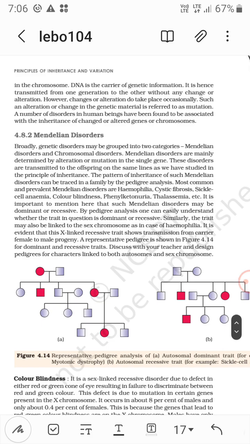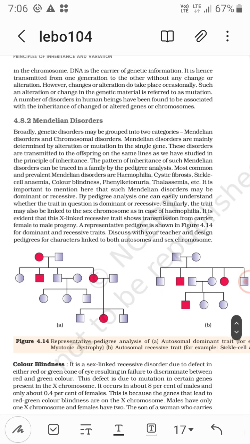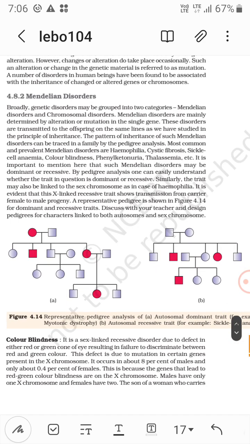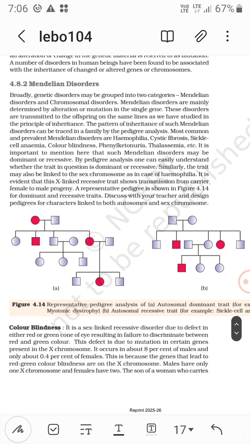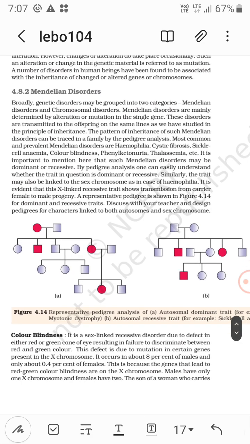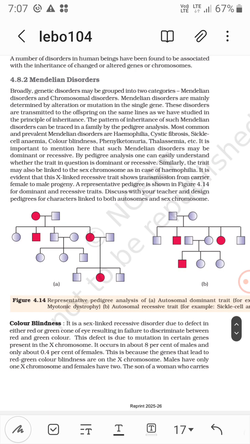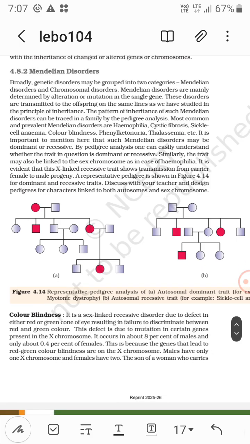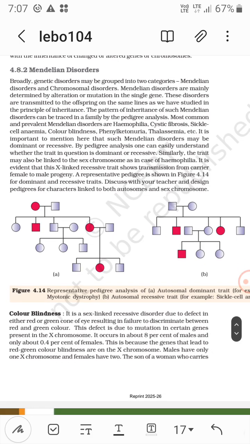A number of disorders in human beings have been found to be associated with the inheritance of changed or altered genes or chromosomes. So we are going to study the Mendelian disorders. Broadly, genetic disorders may be grouped into two categories, that is Mendelian disorders and chromosomal disorders. Mendelian disorders are mainly determined by alteration or mutation in a single gene. Disorders are transmitted to the offspring on the same lines as we have studied in the principles of inheritance. The pattern of inheritance of such Mendelian disorders can be traced in a family by pedigree analysis.